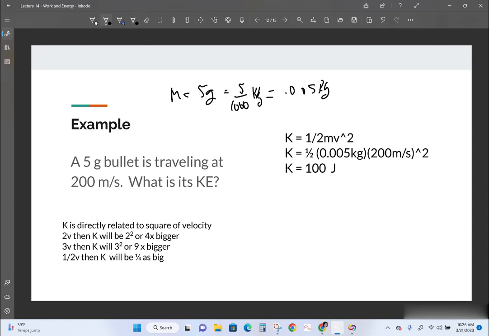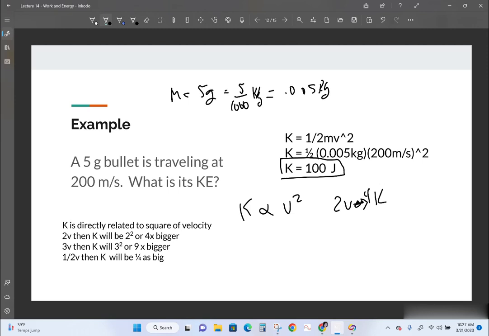So if I plug this into the formula, I get 1/2 of 0.005 kilograms times 200 squared. It's going to give us 100 joules of kinetic energy. Note that K is directly related to V squared. So if I double my velocity, my K will be 4 times as big. So if I double my velocity to 400 meters per second, I'll have 400 joules of energy. If I triple my velocity, it'll be 9 times bigger.